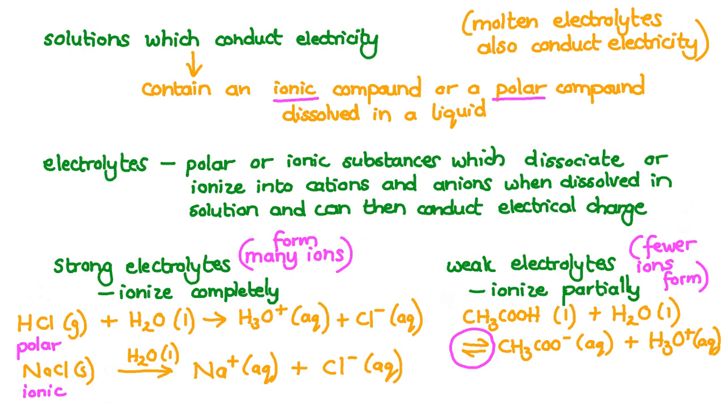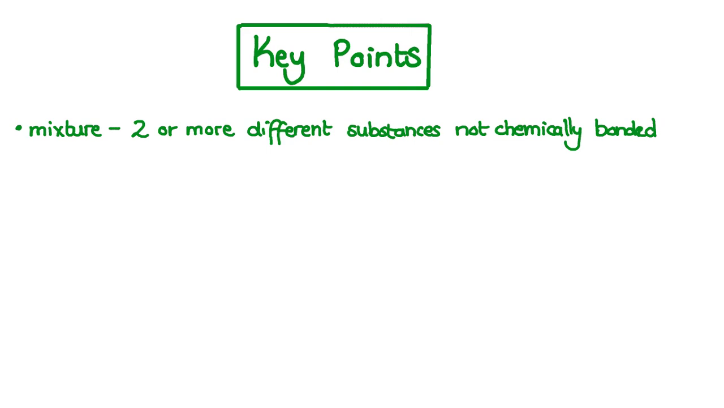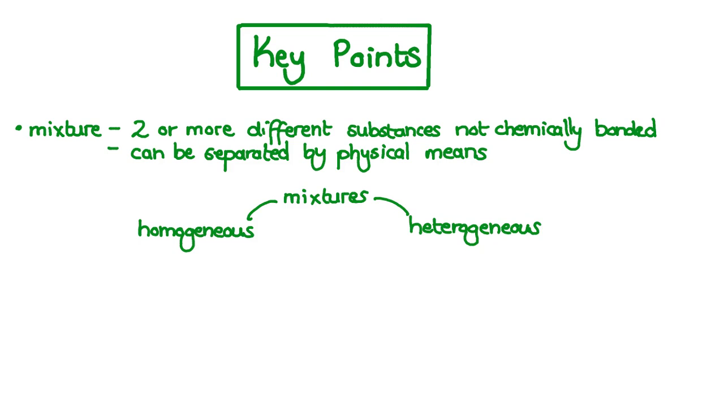Now it's time to summarize everything we've learned about mixtures. We learned that a mixture consists of two or more different substances mixed together but not chemically bonded. Because no chemical bonds need to be broken, the components can be easily separated by physical means. We saw that mixtures can be described as being homogeneous or heterogeneous. Homogeneous mixtures have a uniform composition and properties throughout. And we saw that solutions are examples of homogeneous mixtures.